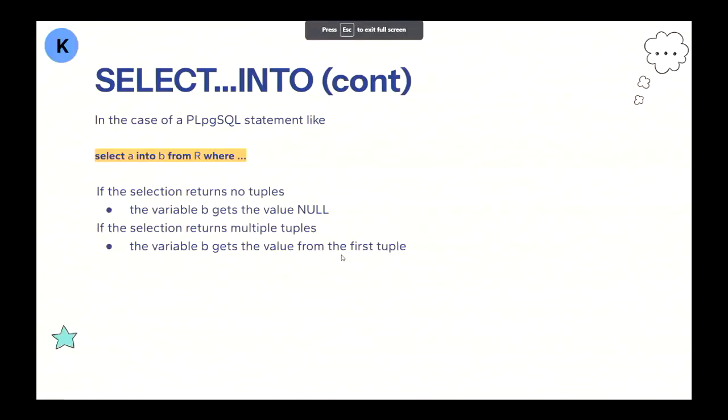Okay, and as we can observe from the previous example, the select into statement has these two features. The first one is if the selection returns nothing, the result will be just a null value. And if the selection returns multiple tuples, only the first row, the first tuple, is stored. So that's the observation here.